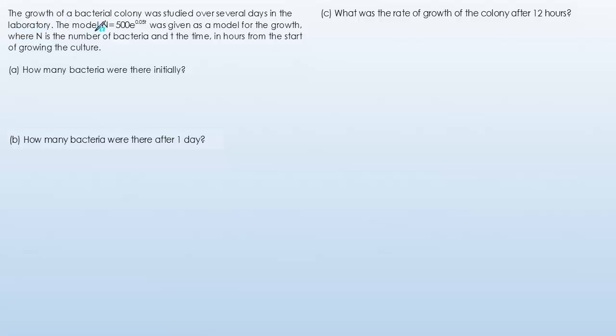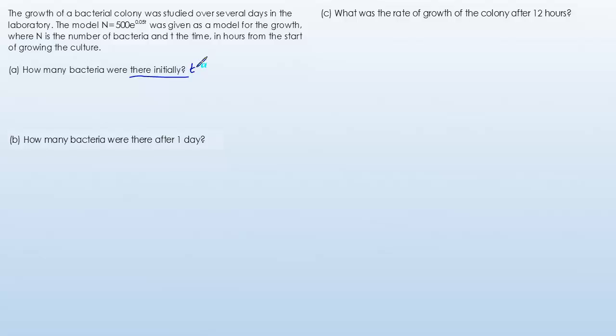The growth of a bacterial colony was studied over several days in the laboratory. The model N = 500e^(0.05t) was given as a model for the growth, where N is the number of bacteria and t the time, in hours from the start of growing the culture. How many bacteria were there initially?